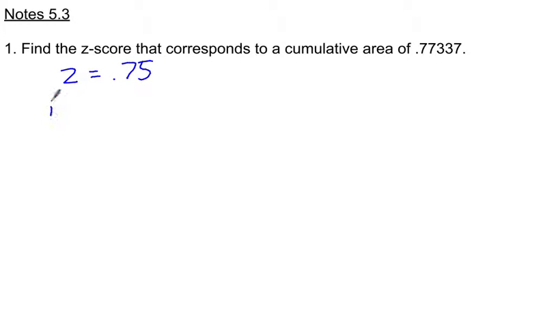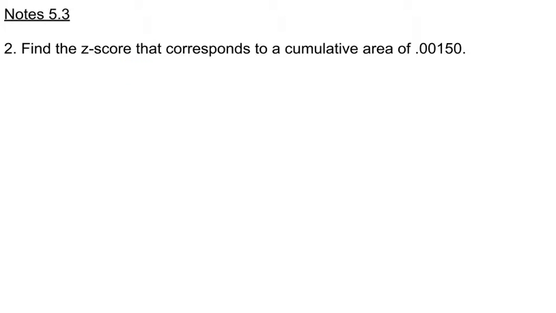Since it's only asking for the z-score, we just enter inverse normal and type in the probability. Now the nice thing about the calculator is not all of these probability values show up on the standard normal distribution table. The calculator will find the z-score, whereas if we're using the table, we might have to estimate a little bit.